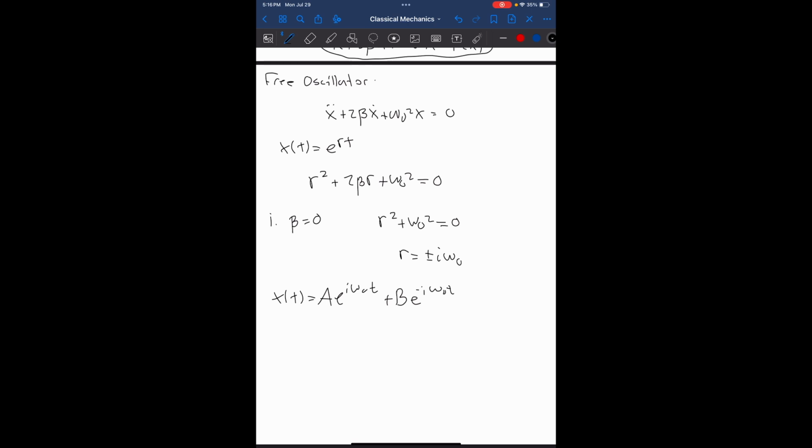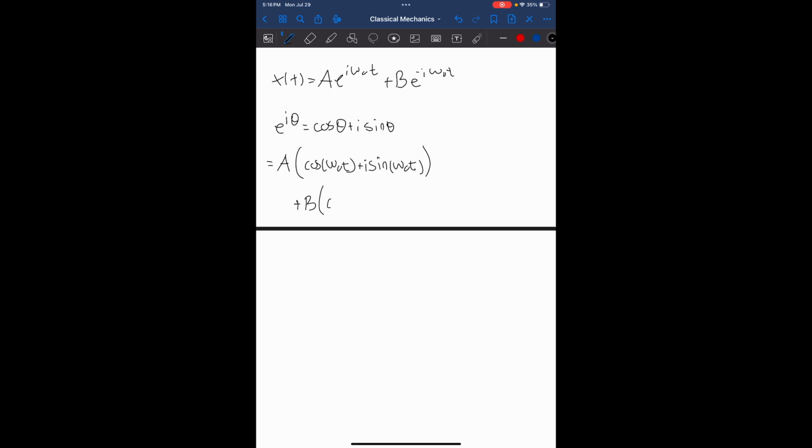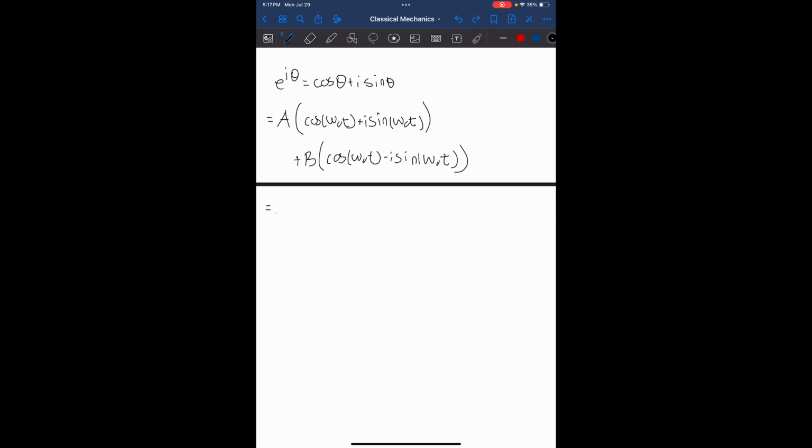But we can write this in a slightly more suggestive way by noting that e to the i theta is cosine of theta plus i sine of theta. So we can write this as a times cosine of omega naught t plus i sine of omega naught t plus b times cosine of minus omega naught t, which is the same thing as just omega naught t because cosine is even, minus i sine of omega naught t because sine of minus omega naught t is just minus sine of omega naught t. Now we can group our real and imaginary parts, and this is going to be equal to a cosine of omega naught t plus b cosine of omega naught t plus i times a sine of omega naught t minus b sine of omega naught t.